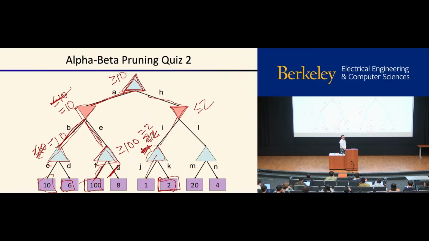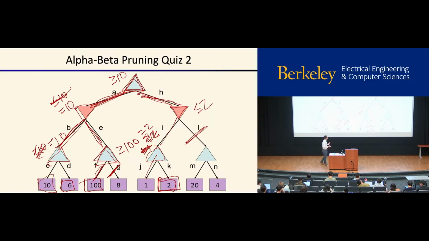Well, who would dictate whether we care about going down this branch? The max node at the top. And the max node says, if I go down A, I get at least 10. That's pretty good. If I go down H, the best I can do is 2. So I don't care about this branch anymore. H is so boring. All I have in H is at best a 2, and I'm going to take the 10 every time. So I'll go down A, and I can prune this whole subtree.